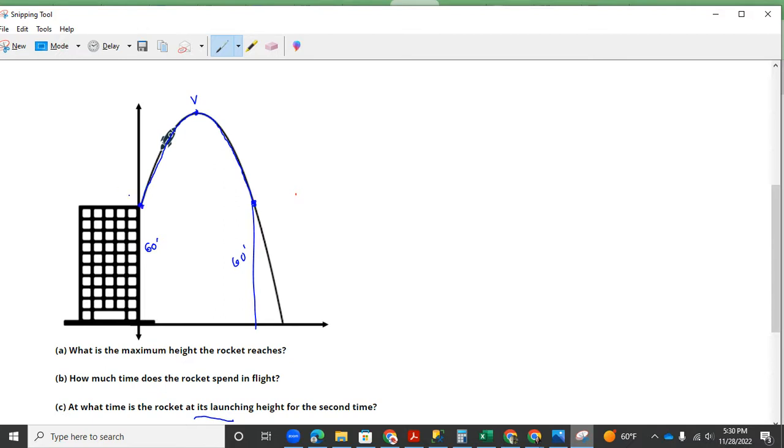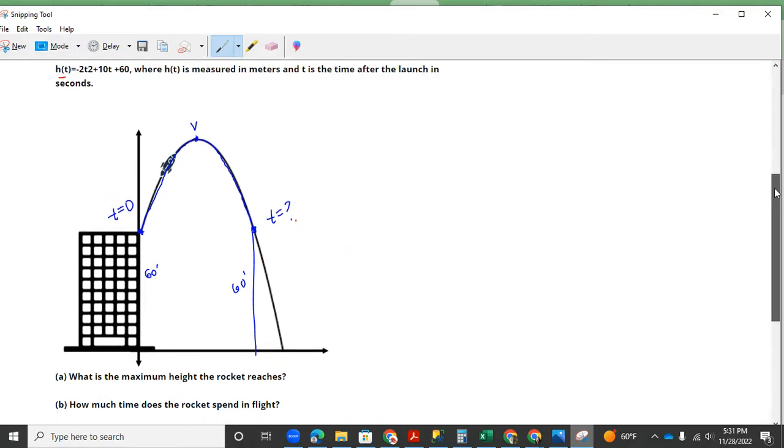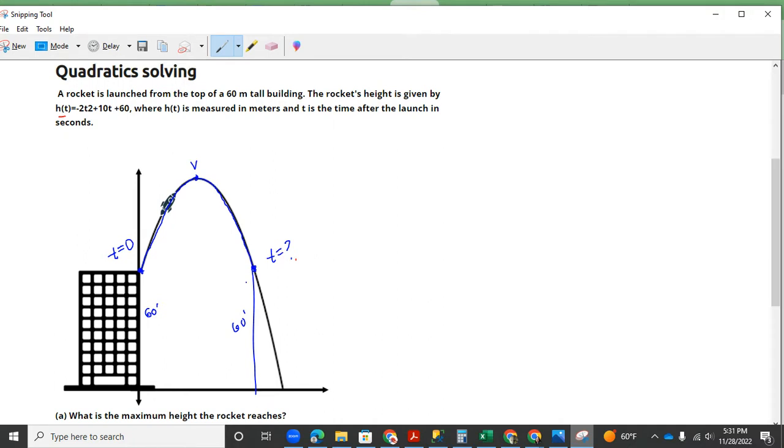So the first time is when t is equal to 0. The second time is when t what? That's the actual question. There are two ways to answer this. Since you know that the height is 60, this is the first way. You can say, when the height is 60, what is the time? So you can substitute that in this formula: 60 equals negative 2t squared plus 10t plus 60.